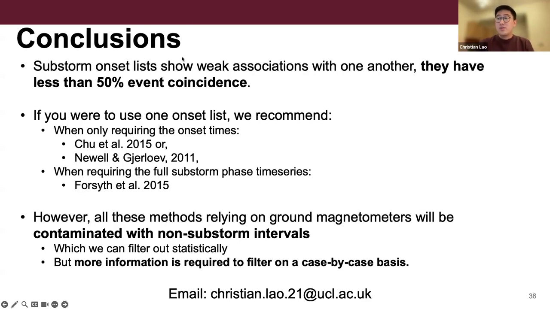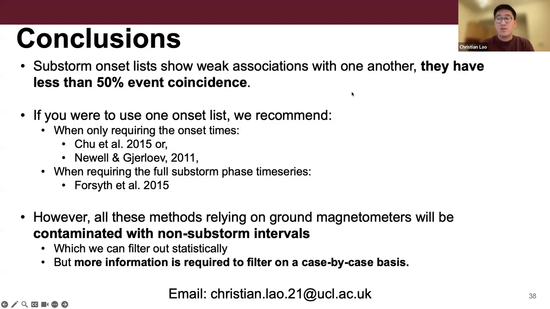So in conclusion, substorm onset lists show weak associations with one another. They have less than 50% event coincidence. If you were to use one onset list, we would recommend, when only using onset times, the Chu et al. onset list, although this only covers up to 2015. If you're interested in more recent event studies with more recent missions, I would recommend using the Newell and Gjerloev list, since that covers up to the SuperMAG network's resolution, so up to 2022, I believe.